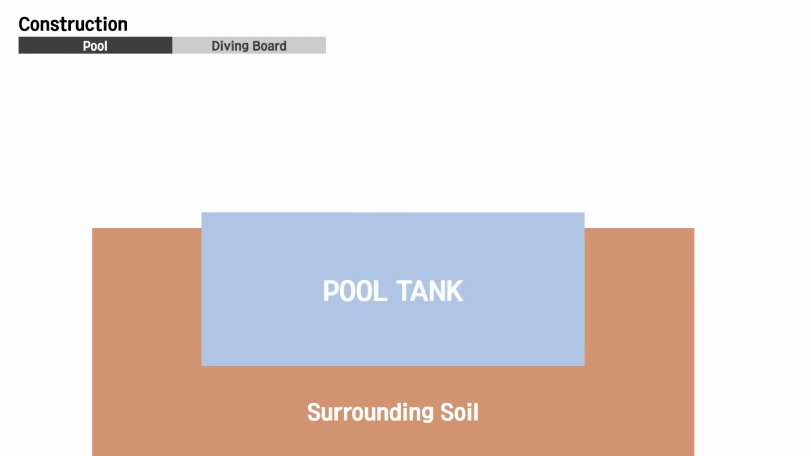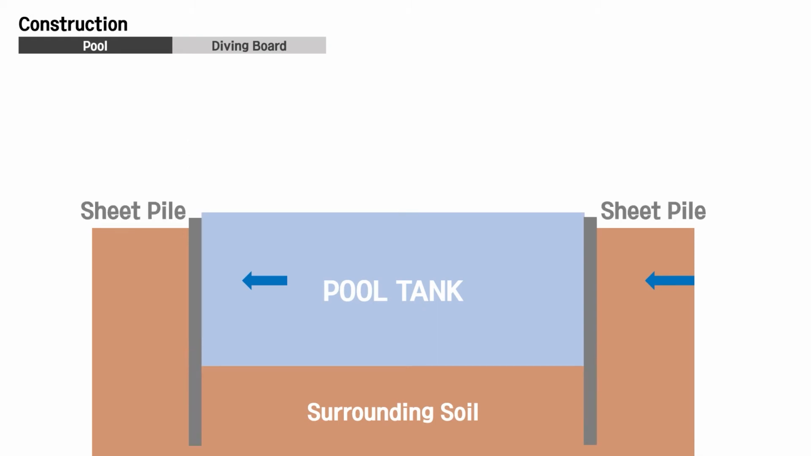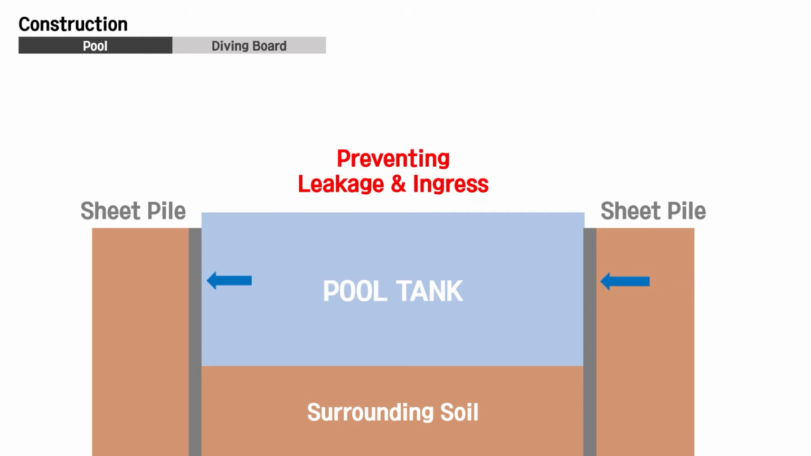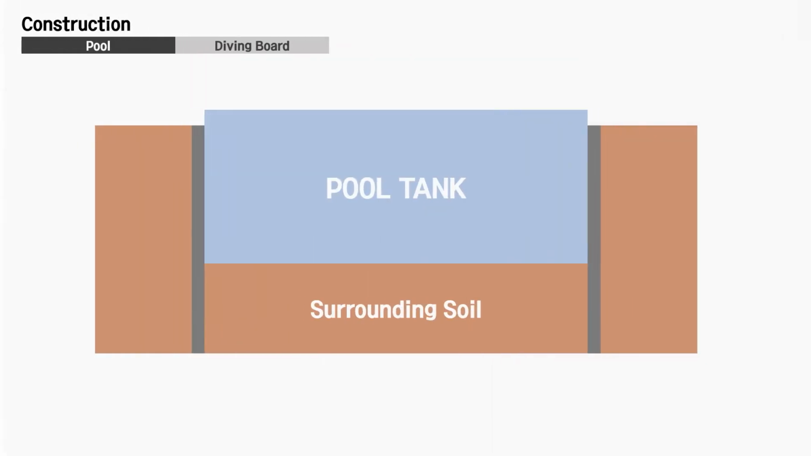First, they must prevent the water leakage from the pool tank and water ingress from the surrounding soil. The aquatic center was located beside the river, so preventing water invasion was important. To make a shield from the surrounding wet soil, they installed a sheet pile wall. By doing this, they can make a de-watered ground condition.